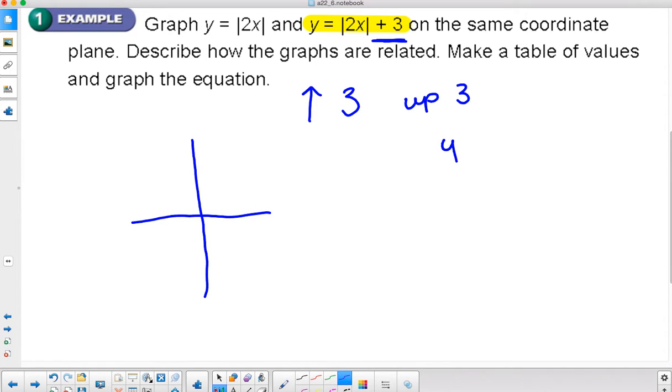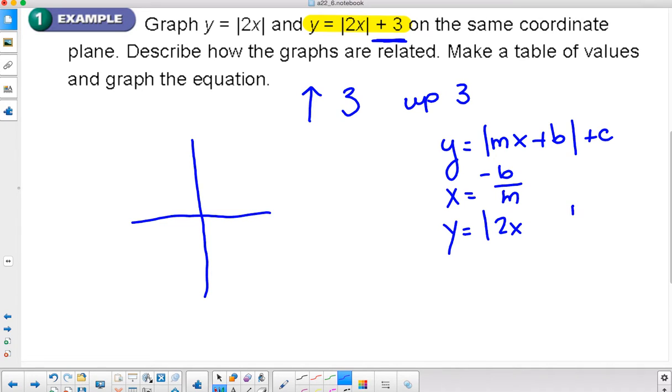you're still going to use the y equals the absolute value of mx plus b plus c from 2, 5. But remember, we have x is negative b over m. If you look at this equation, we have y equals 2x, and then that plus 3 is on the outside. So it matches with the c. It does not match up with the b. So 2x plus what equals 2x? Well, that's 2x plus 0. So then our starting point is located at negative 0 divided by 2, which is just 0.